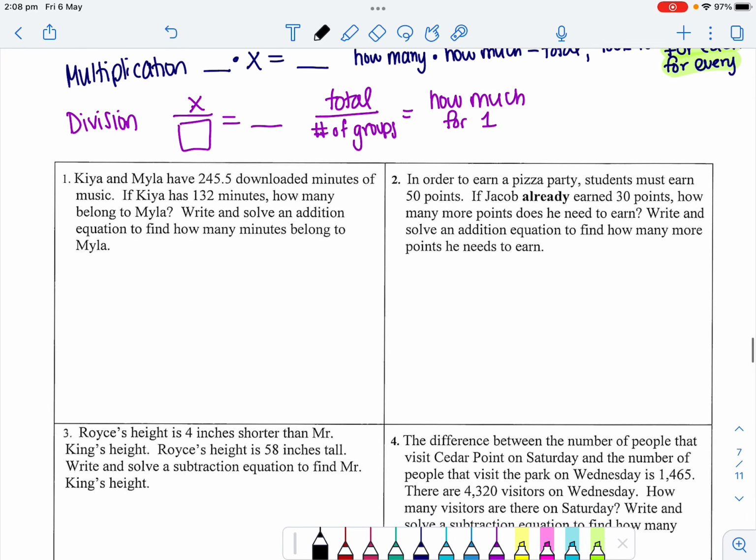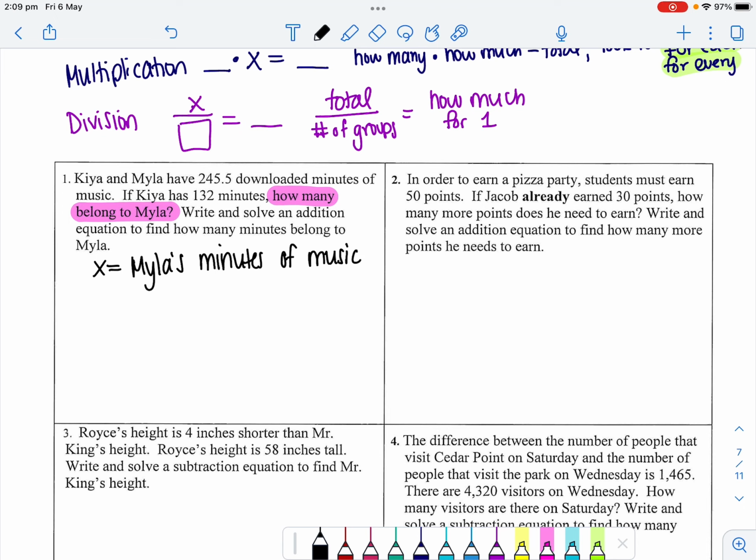Number 1 says Kaya and Mila have 245.5 downloaded minutes of music. That's going to be the total minutes of music. If Kaya has 132 minutes, how many belong to Mila? So here, this question tells us what our variable is. I'm going to say x equals Mila's minutes of music.